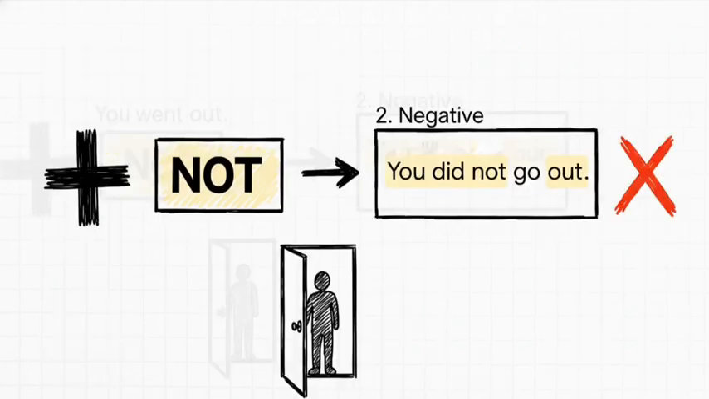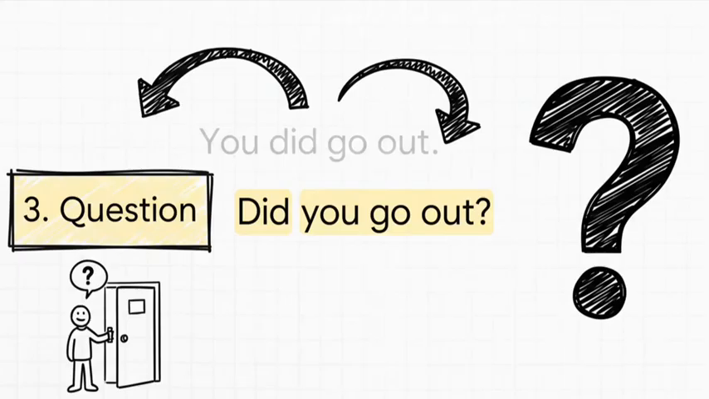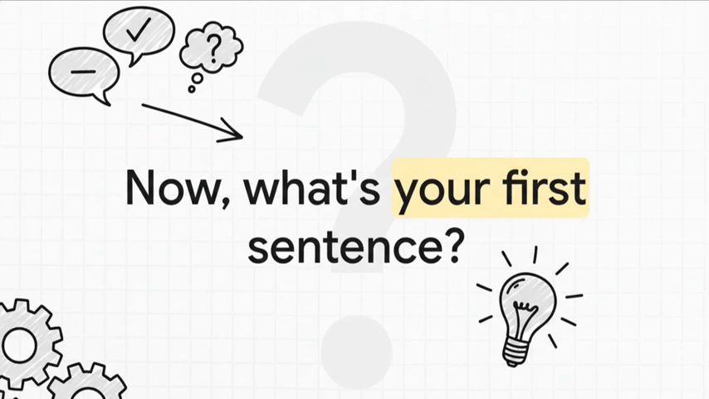Now for step one, let's make it negative. We just take our magic word, not, and slide it in right after did. And now we have, you did not go out. Just like that, the meaning is completely flipped. And for the final transformation, the question. We do that little switcheroo, did moves to the front, and we add a question mark at the end. Now it says, did you go out? So look at that. We went from a statement to a denial and then to a question, all using the same basic parts.